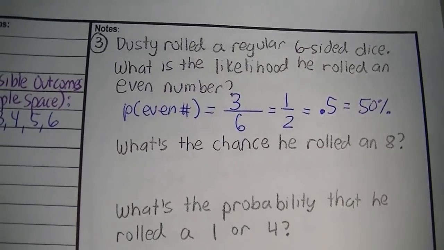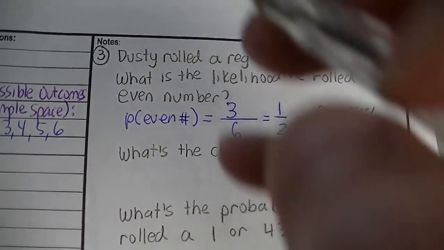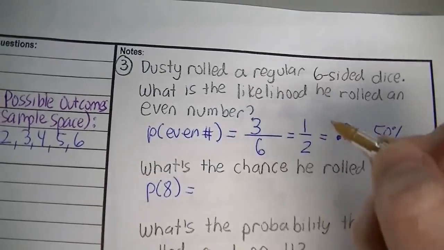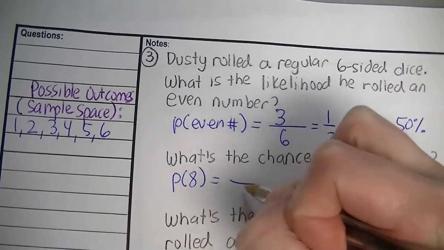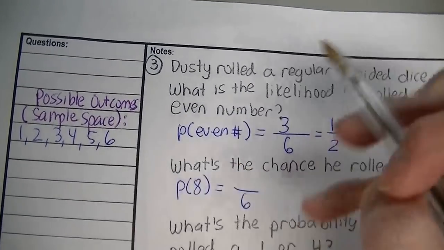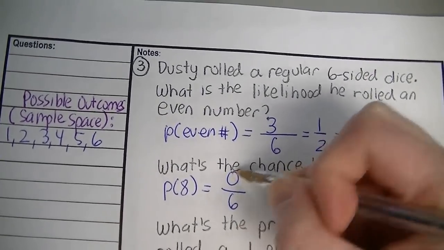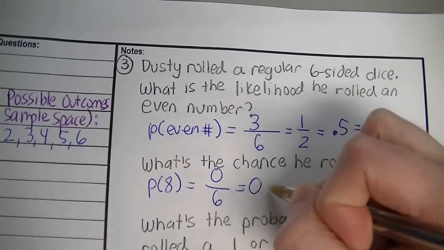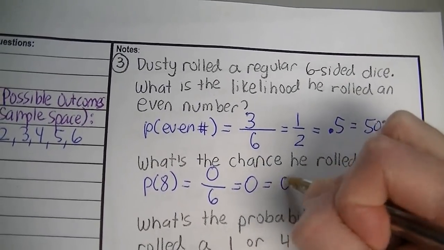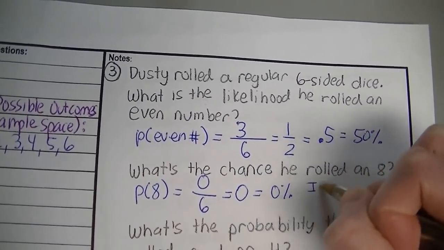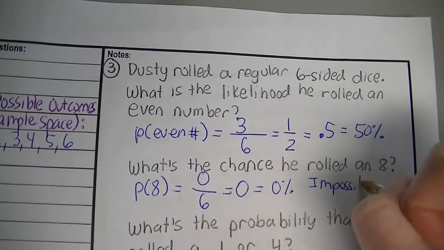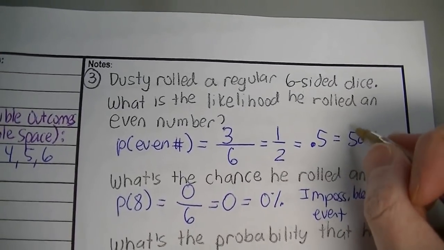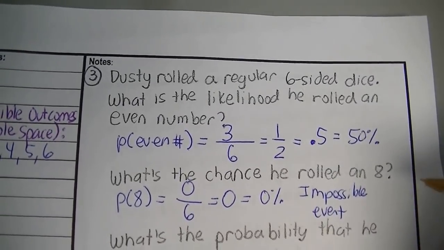So what's the chance that Dusty's going to roll an 8? The probability of an 8, well, there are 6 possibilities on that die, and I don't see any of them as 8, so that's a 0 out of 6 chance of happening, and 0 as a percentage is 0%. That's an impossible event. Okay, the one up here was an equally likely event.